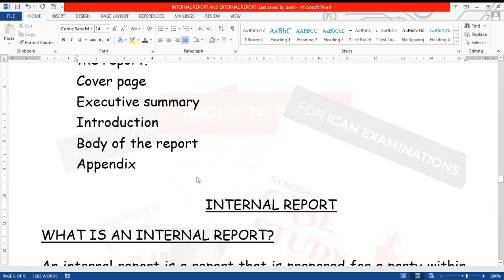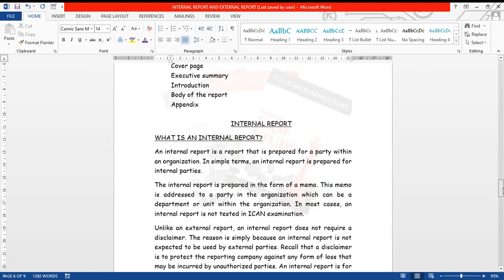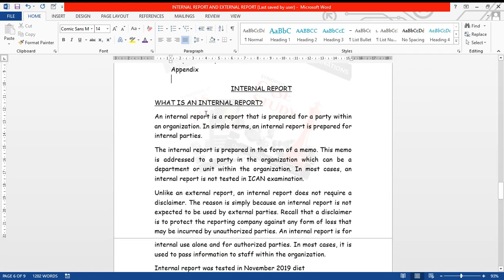So now let's go to the internal report and look at it basically. An internal report is a report that is prepared for a party within the organization. In simple terms, an internal report is prepared for internal parties. The internal report is prepared in the form of a memo. This memo is addressed to a party in the organization, which can be a department or unit within the organization. In most cases internal reports are not tested as often, but sometimes they are.